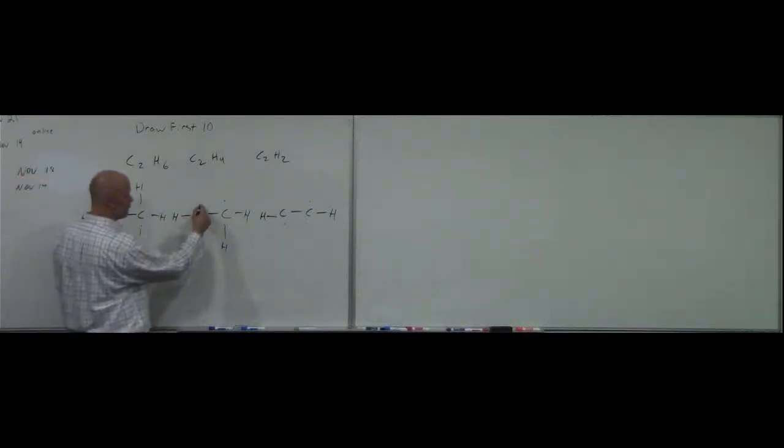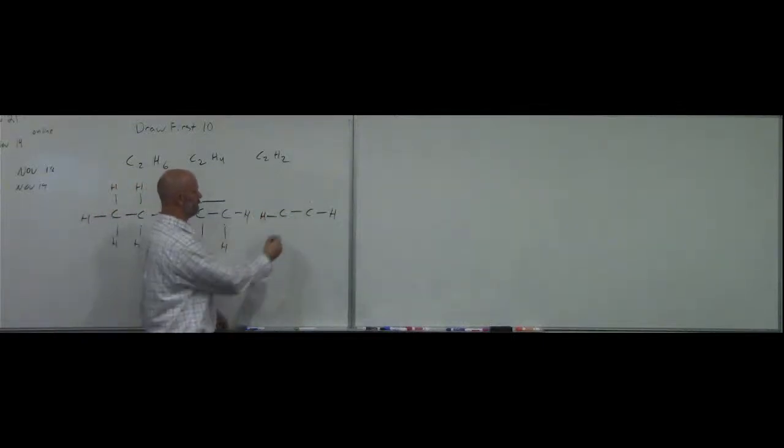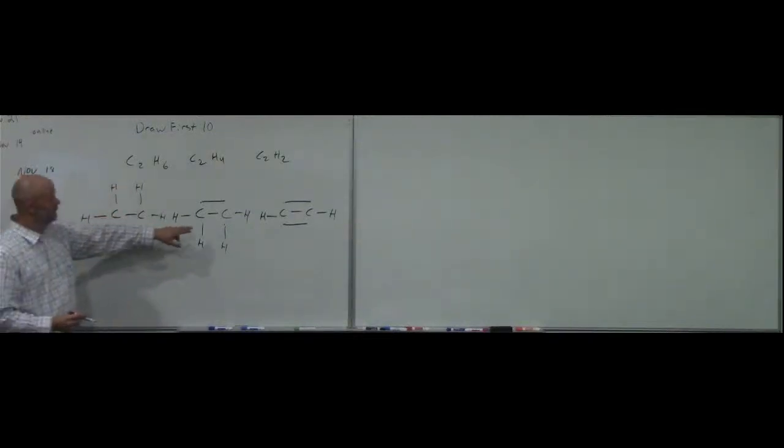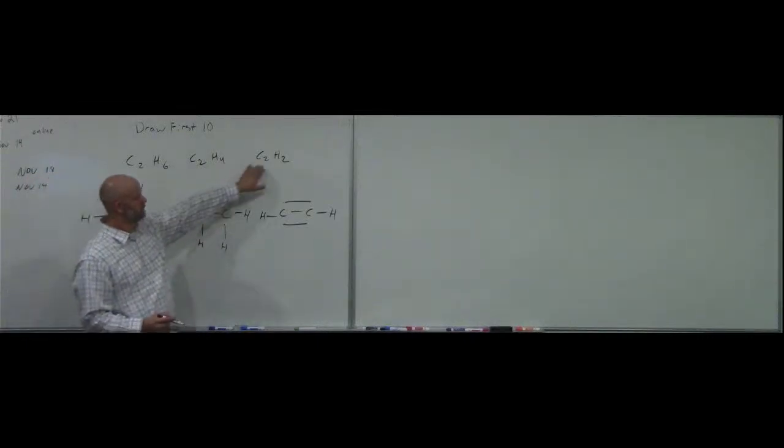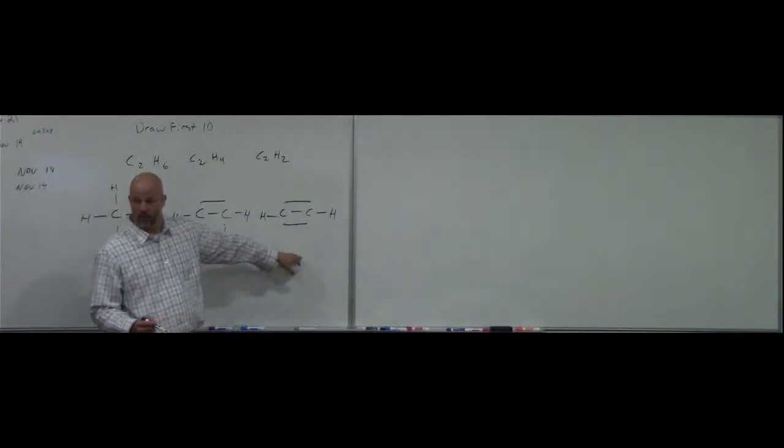Now, every unbonded electron must bond with itself. I've got an unbonded electron here and one here, so it has to bond. I've got one here and here, and one here and here, so they have to bond. So C2H6 has a single bond, C2H4 has a double bond, C2H2 has a triple bond, right?